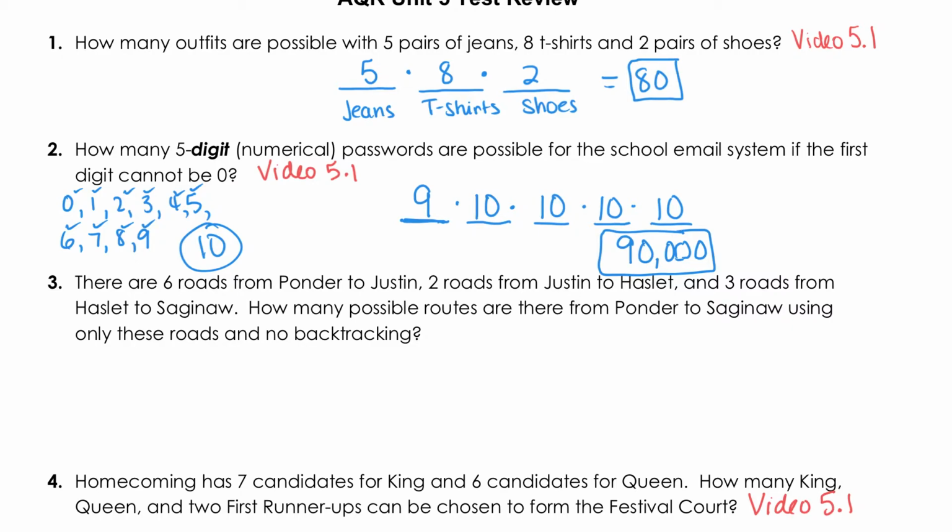Okay, and problem number 3. This is also considered part of video 5.1, but we're just going to write down how many roads we have for each choice, right? So we've got 6 roads that go from Ponder to Justin. Then from Justin to Hazlet, we have 2 roads that we can choose from. And then Hazlet to Saginaw, we have 3 roads to choose from. So if I multiply 6 times 2 times 3, that's going to give you 36 different options of roads that we can take for this trip.